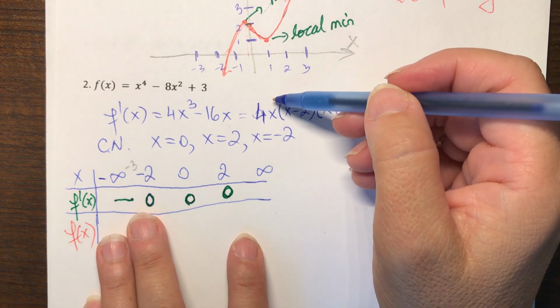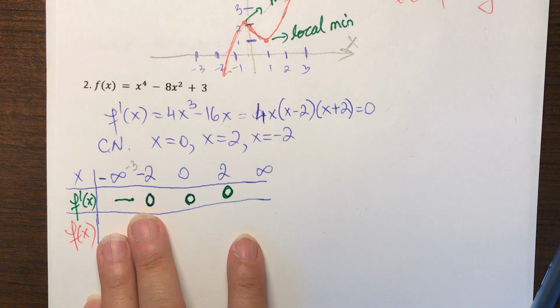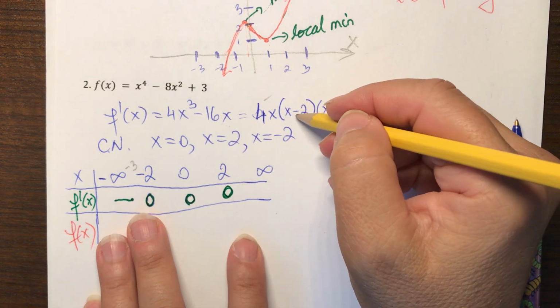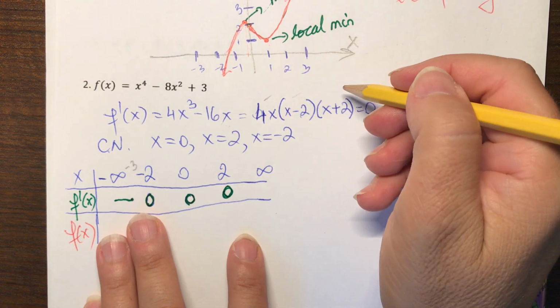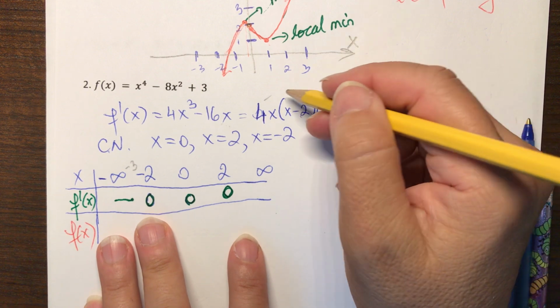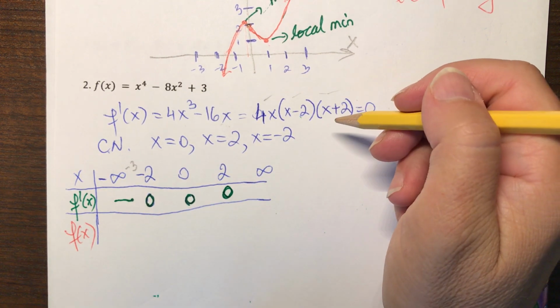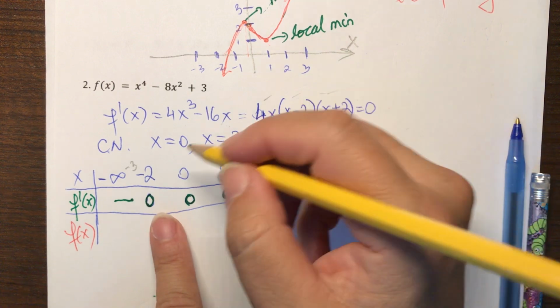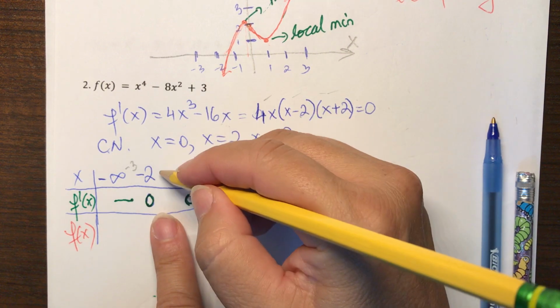So when you plug in a negative 3, 4 times negative 3 is going to be a negative. Negative 3 minus 2 is a negative 5, that's a negative. And negative 3 plus 2 is negative 1, which is negative. So 3 negatives definitely is a negative. Now let's pick a number between negative 2 and 0.